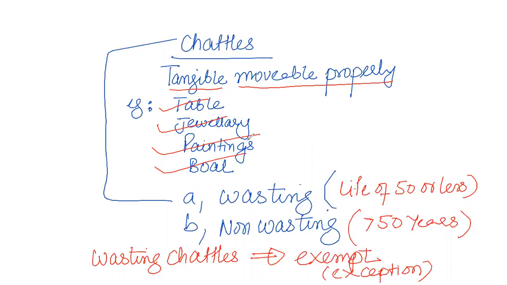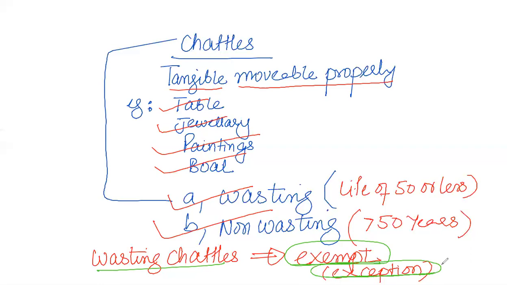You can classify chattels into two classifications. One is wasting chattels, another is non-wasting chattels. So you can classify wasting chattels as those assets having a life of 50 years or less, and if the life is greater than 50 years, then those chattels are considered non-wasting chattels. As far as wasting chattels are concerned, they are always an exempt asset, except that there are a few exceptions.